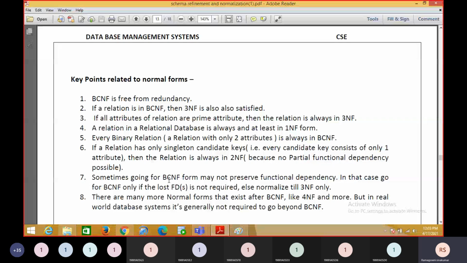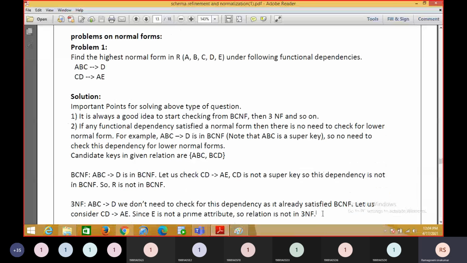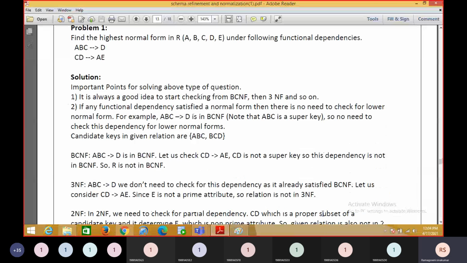These problems we need to practice now. Next we have dependency preservation and decomposition. That will be next.